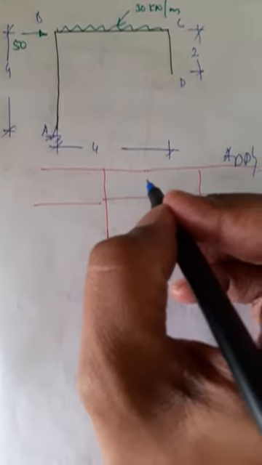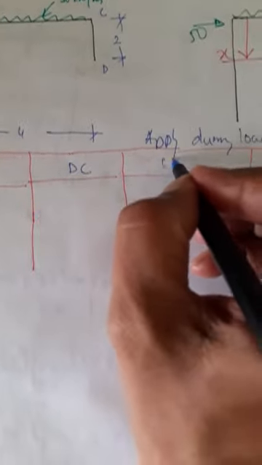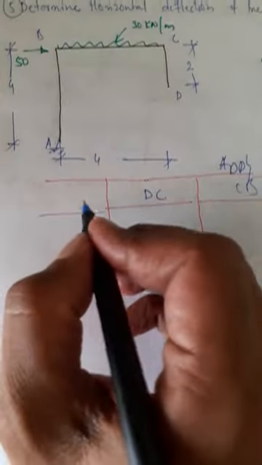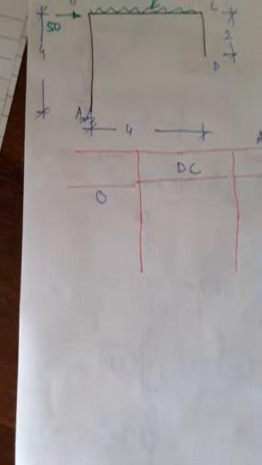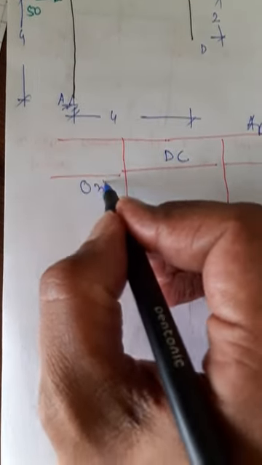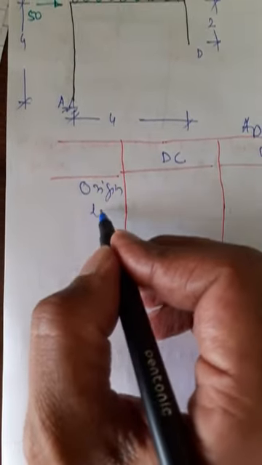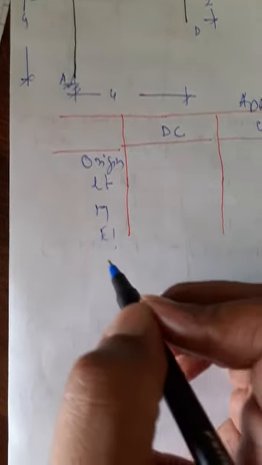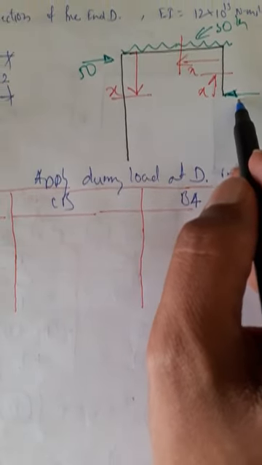So first DC, CB, BA: origin, limits, moment, EI. So for DC, just look at the section here.